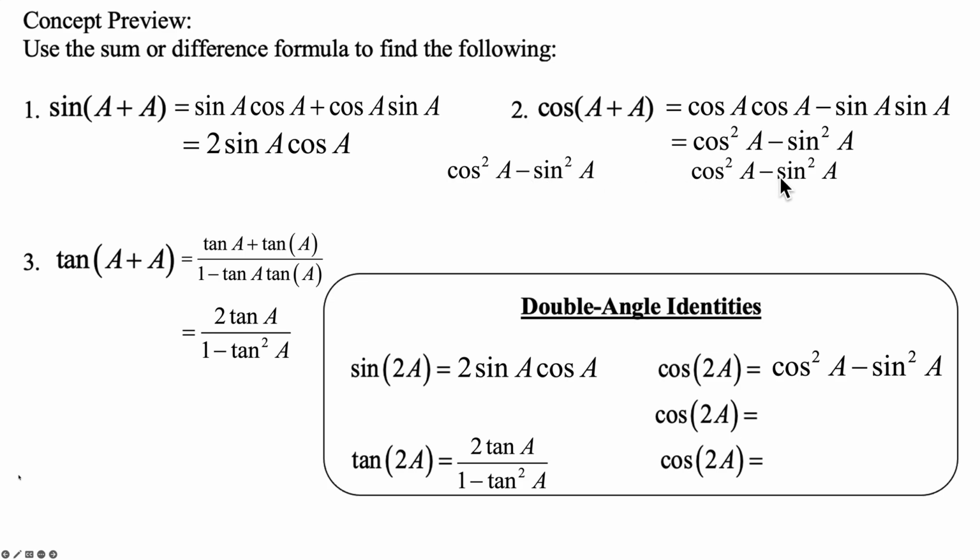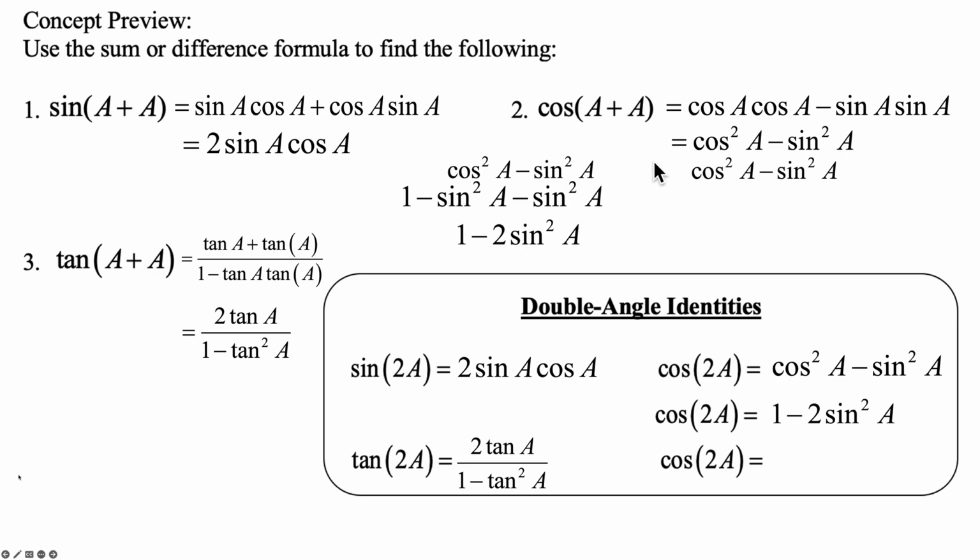Go to your Pythagorean identity. Cosine squared plus sine squared equals 1. I should say that properly. I should say cosine squared A plus sine squared A equals 1. We could subtract over the sine squared and leave the cosine squared by itself, so we can replace that with a 1 minus sine squared A. Then minus this sine squared A, that gives us 1 minus 2 sine squared A.